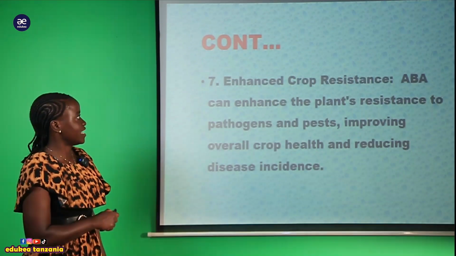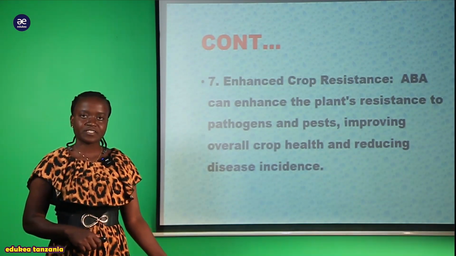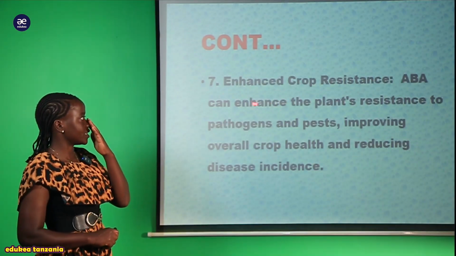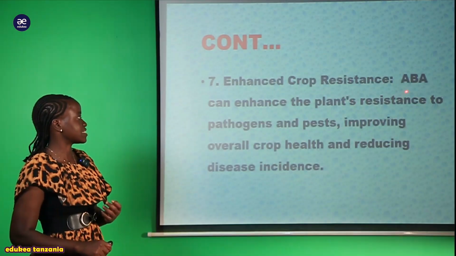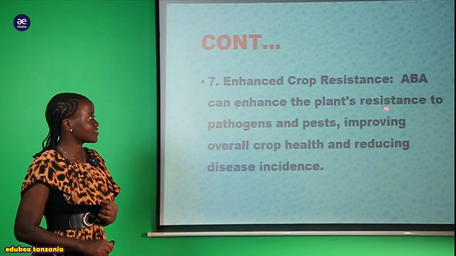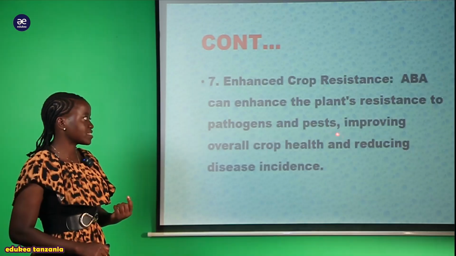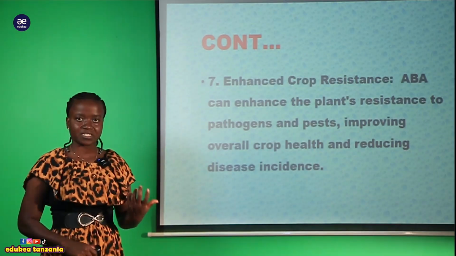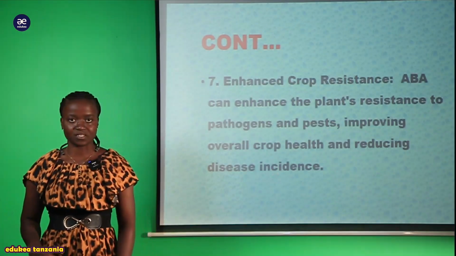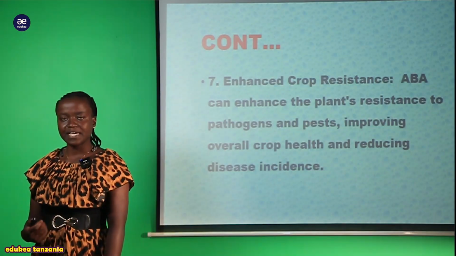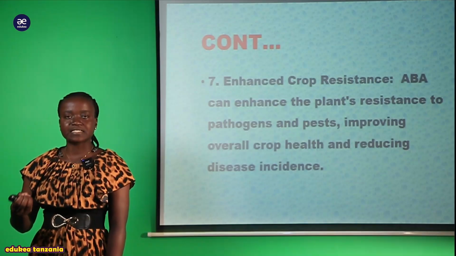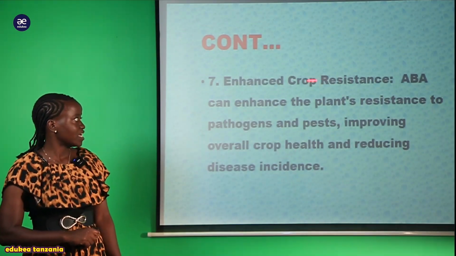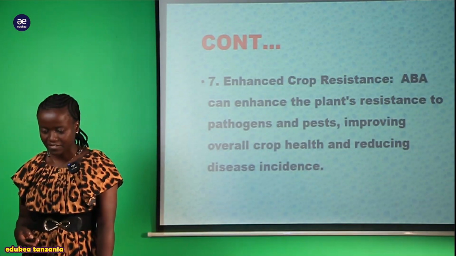And another one, it enhances crop resistance. This fruit specifically, we are talking about abscisic acid, inasaidia kwenye resistance of the crop. So that is, ABA can enhance a plant resistance to pathogens and pests, thereafter improving overall crop health and reducing diseases incidences. So the presence of the ABA reduces the incidence of the diseases within the crops, and hence we can say that enhance crop resistance.